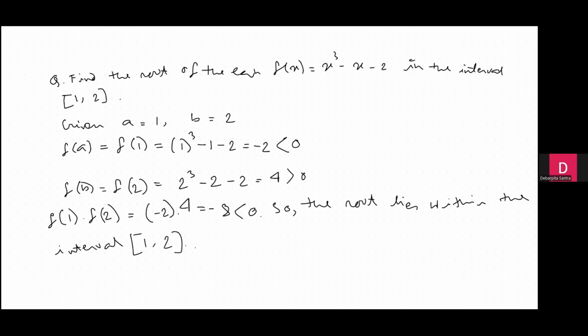Now we will start our iteration 1. Let me just delete this page contents and move on to iteration number 1. At iteration 1, what we see? A is equal to 1, already given. B is equal to 2, already given. F of A is minus 2. F of B is 4, that we have already calculated. Now we have to find the value C.